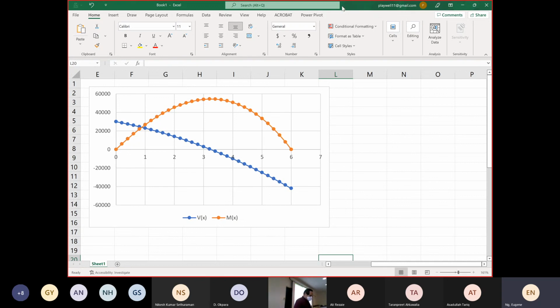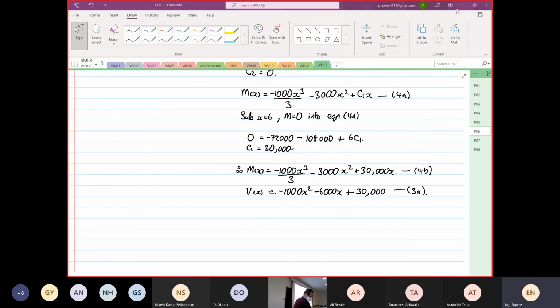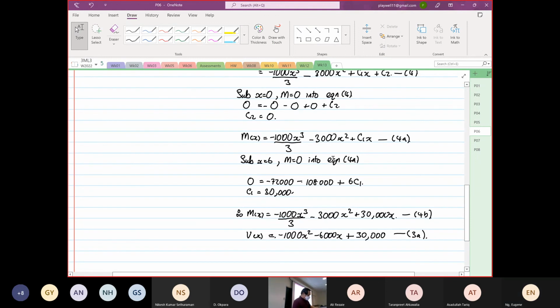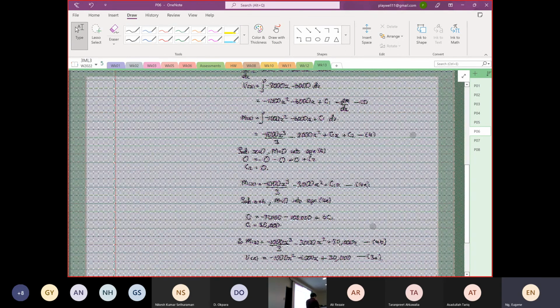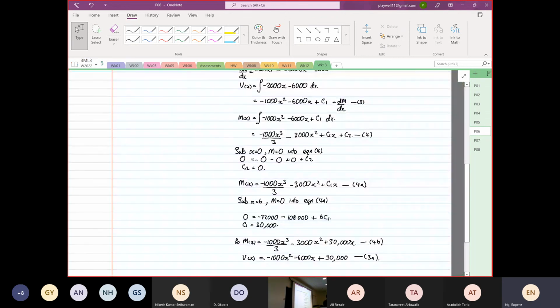If it's not equal to 0, there's something wrong with our function. So that is the purpose why we construct the shear force and bending moment equations. That's why I enforce you to form the shear force and bending moment equation. Okay, now the next part, any questions so far?